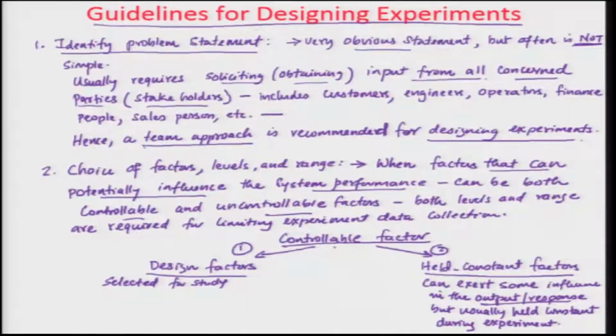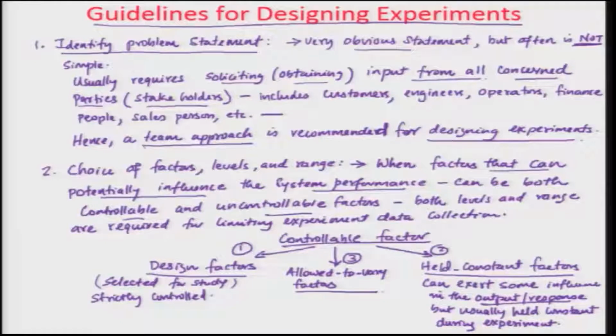There is a third thing that you can think about, which is called allowed to vary factors. The design factors are selected for study and they are strictly controlled. The values are strictly controlled and changed. In the second case, they are held constant, the held constant factors, because they exert very minimal influence on the output or the response and they are kept constant. The third case is similar to held constant, with minimal impact; it does not have much impact on the output or the response.